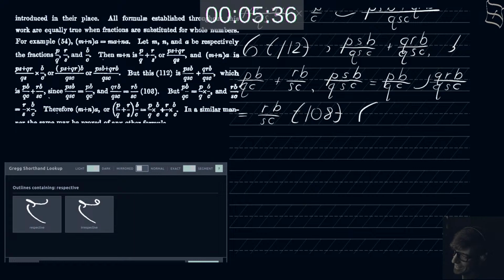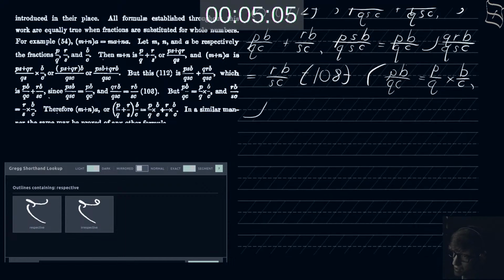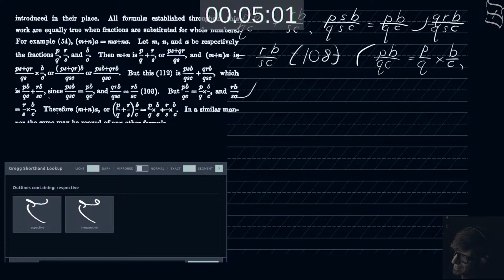But PB over QC is equal to P over Q times B over C, and RB over SC is equal to R over S times B over C.